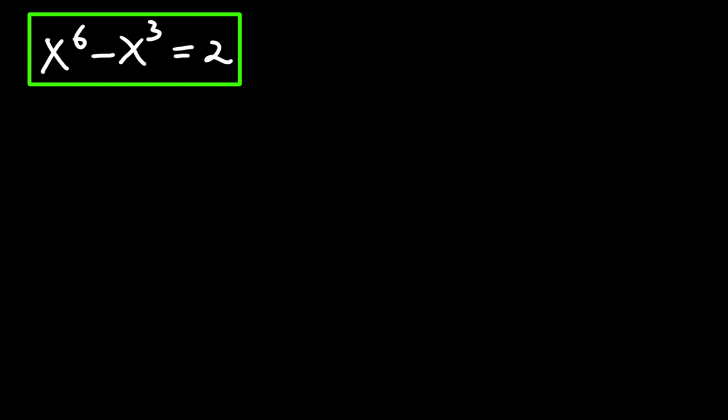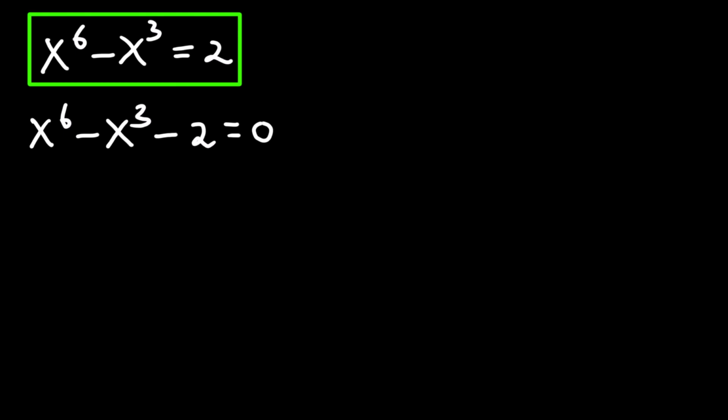In this video, we have been given this polynomial x to the power of 6 minus x to the power of 3 equals 2, and we shall have to find the value of x. First of all, we can bring 2 to the left hand side, so this will become x to the power of 6 minus x to the power of 3 minus 2 equaling 0.